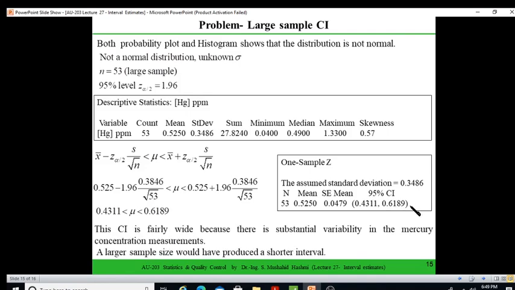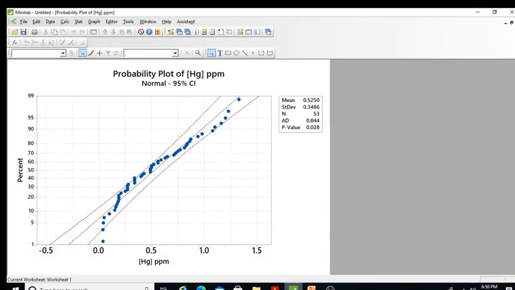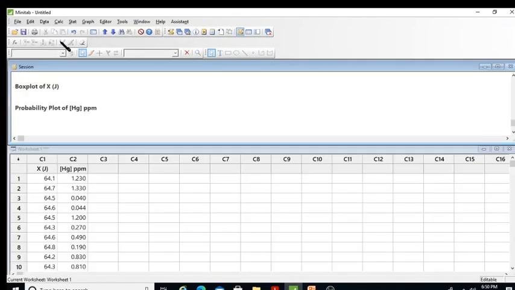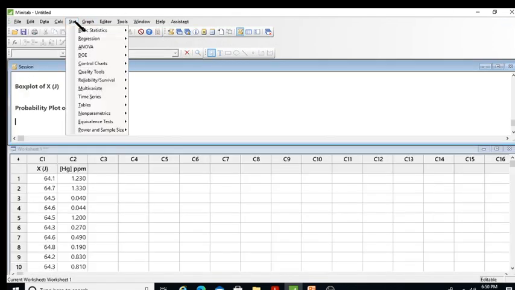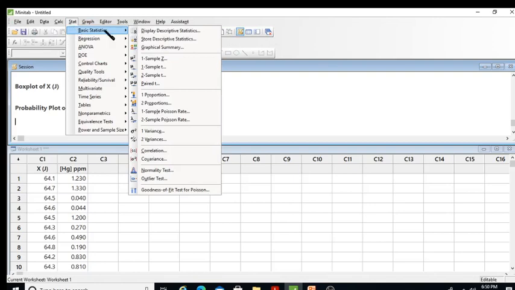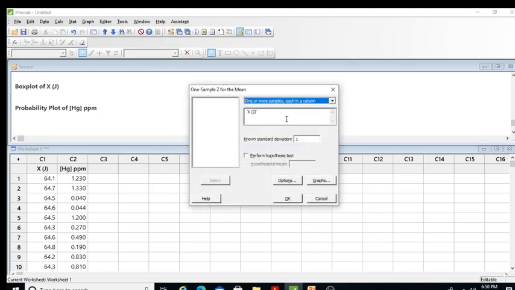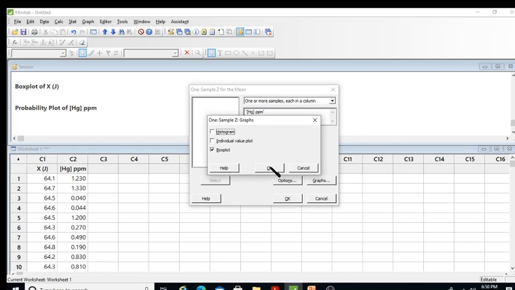So this is how, and let's see how to do it on Minitab. It's quite simple. What I need to do is go onto the Stats bar, Basic Statistics, One-Sample Z test. Here I need to perform a Z test where the data is given in column 2, which is the mercury concentration, and the standard deviation, 0.3486, we know from our sample. So I just put the same thing, that sample, and for the graph I want a box plot, let's say.